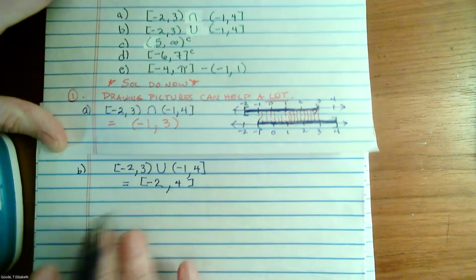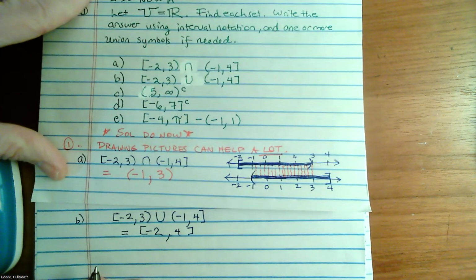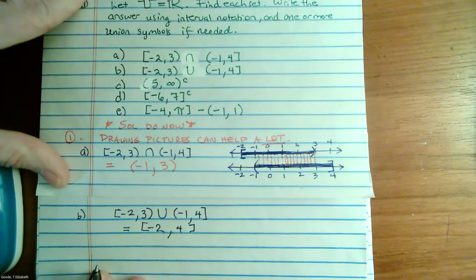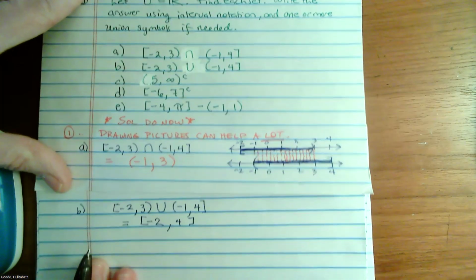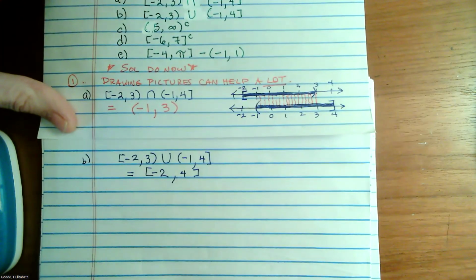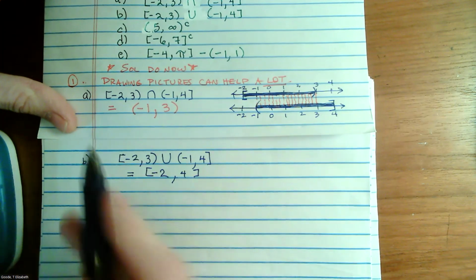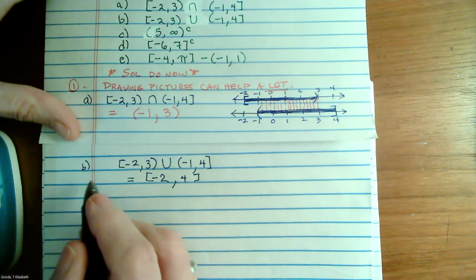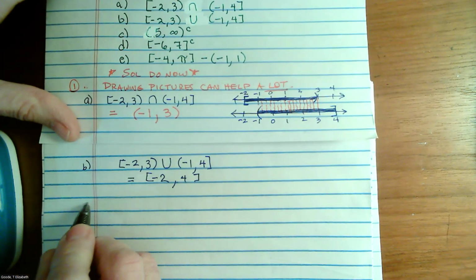Okay, part of the instructions, of course, were that the universe is the reals, and we may have to use union symbols sometimes. But I don't think we have to use a union symbol on C, but we are going to have to use a union symbol eventually here. Let's look at the answer to C.